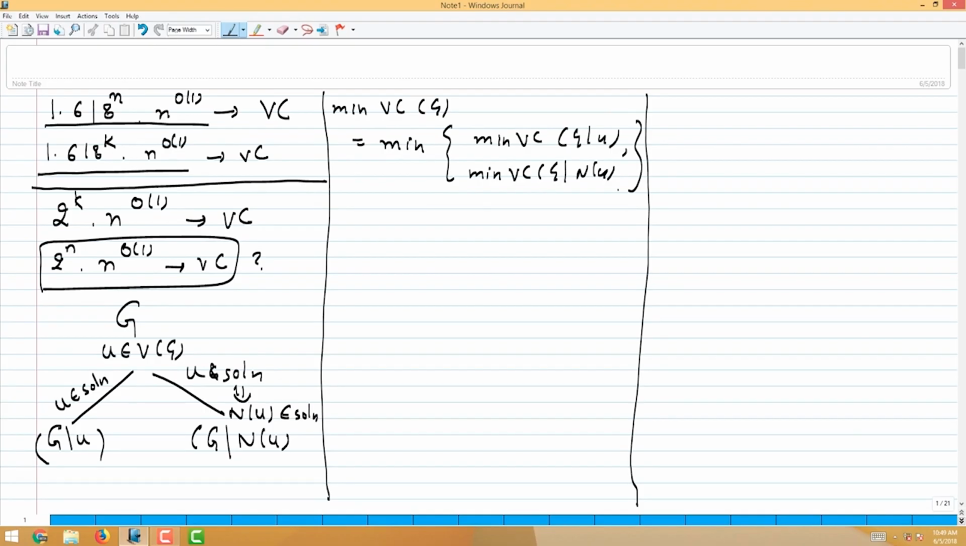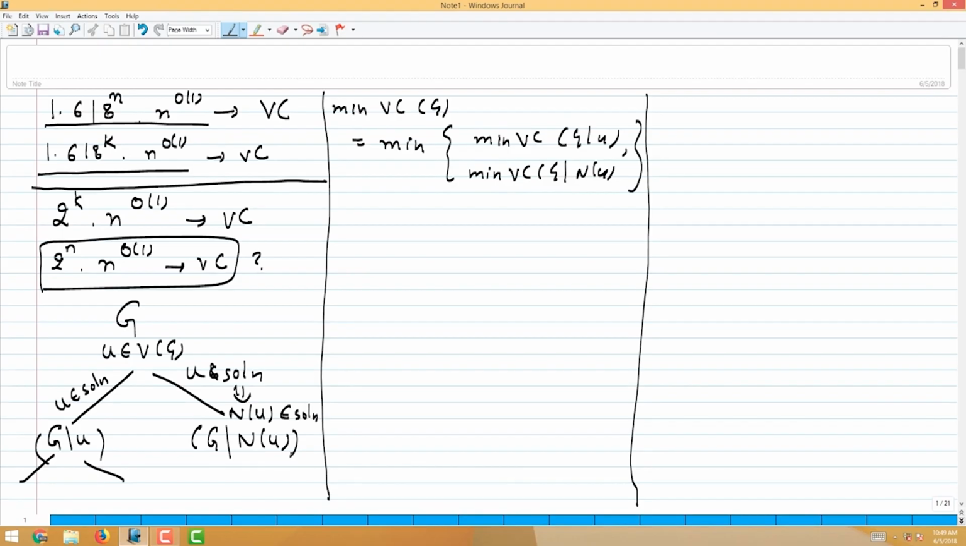And so basically, how does the algorithm work? The algorithm computes a minimum vertex cover for G minus u, computes a minimum vertex cover for G minus N(u), compares the two values, and whichever is smaller, it returns that as the output for the minimum vertex cover for G, right? And how does it compute the minimum vertex cover of G minus u and G minus N(u)? Recursively. It again branches on some vertex in G minus u and does the same thing, and branches on some vertex in G minus N(u) and does the same thing, right?